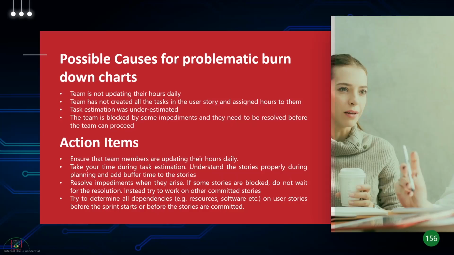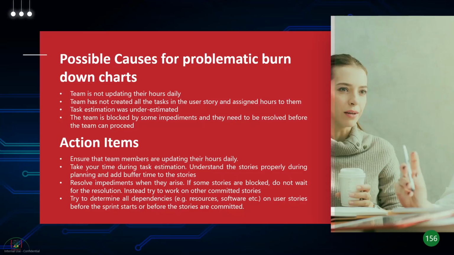So if these are your problem areas, what action items can you take? So you need to make sure that the team members are updating their hours daily. Try to bring this up as Scrum Master in all your daily Scrum meetings. Make sure the team members are updating their hours. During sprint planning, take your time to do proper task estimation. Understand the stories properly to give proper time estimates. Add buffer to the user stories.